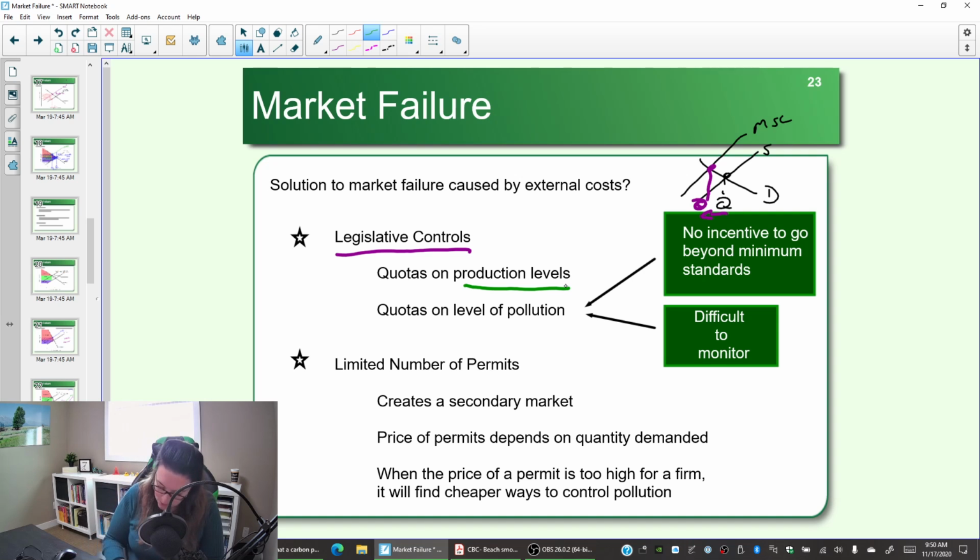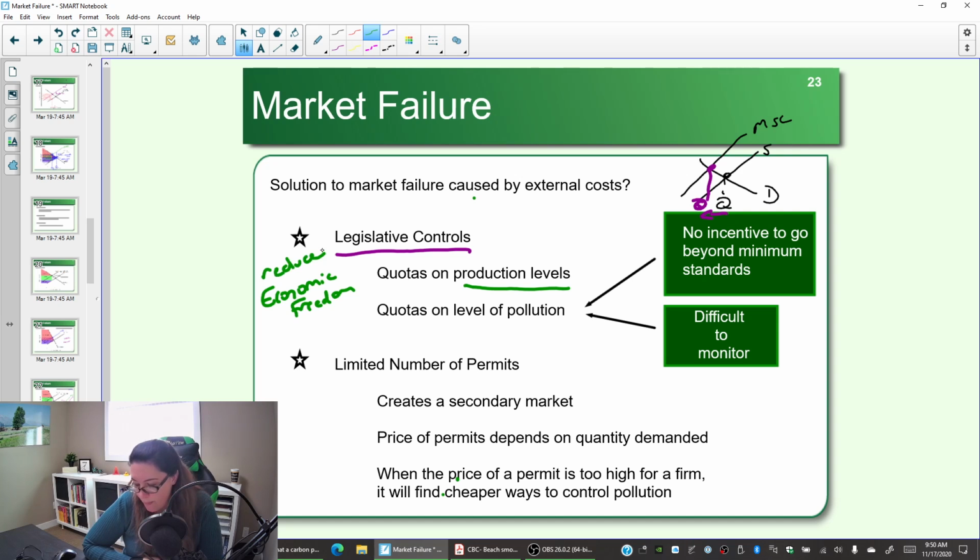We pride ourselves in Alberta and Canada and the US on academic freedom. Let's try that again. How about economic freedom? Academic freedom is in universities and colleges. Economic freedom is the ability to choose what people want to do. So the problem with putting quotas on production levels is that you are limiting people's ability to be successful as a business and decide for themselves what is profitable, how much to make, and what to make. So the downside to legislative controls is that they reduce economic freedom.